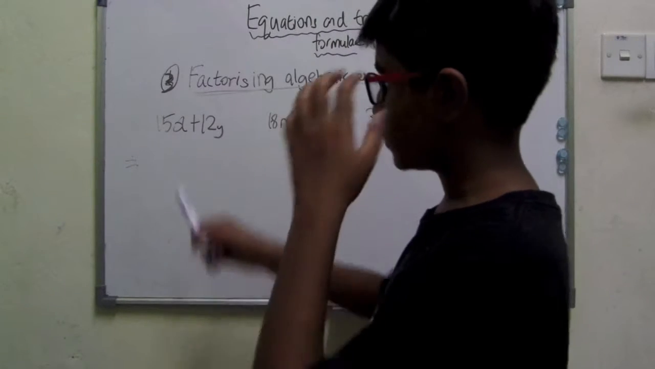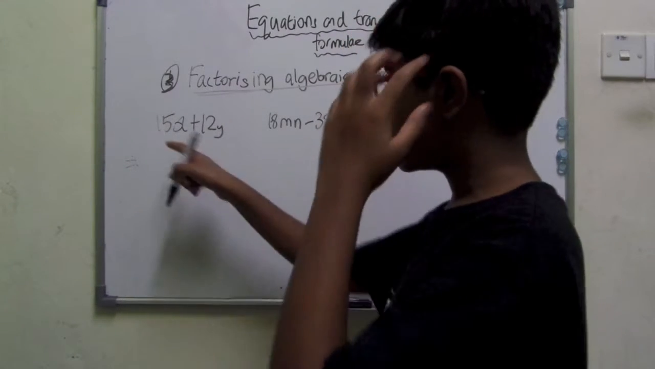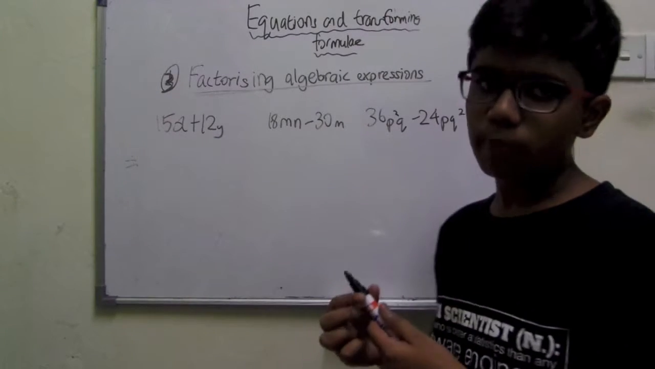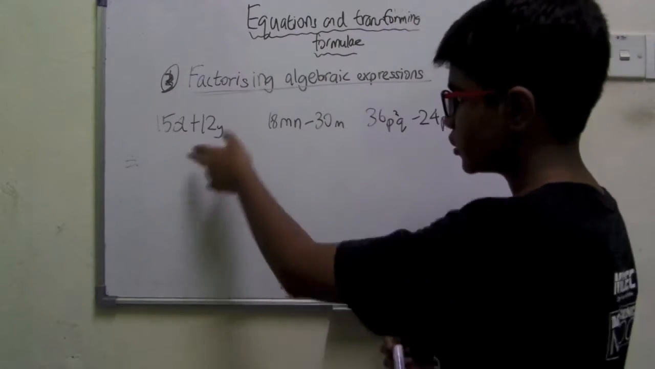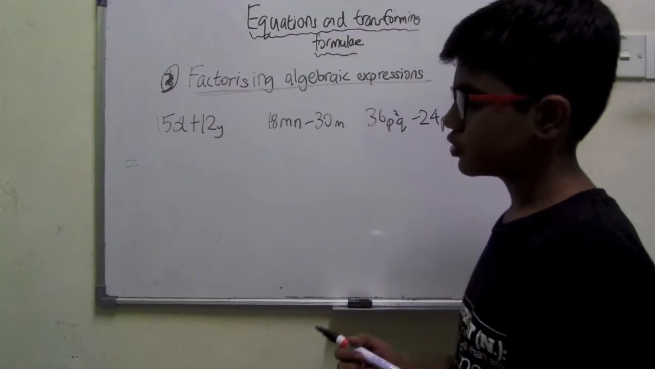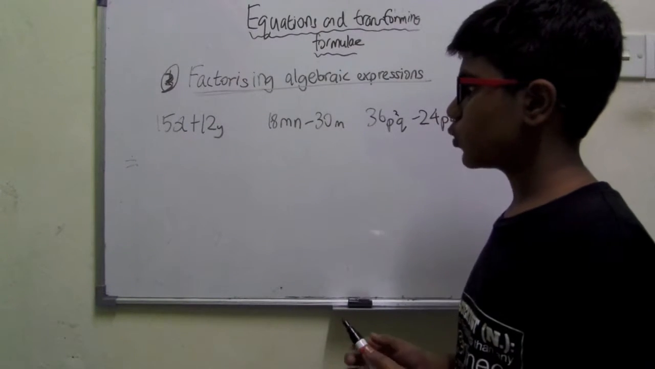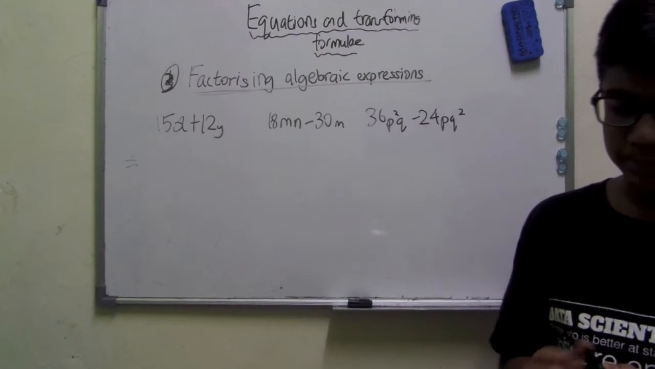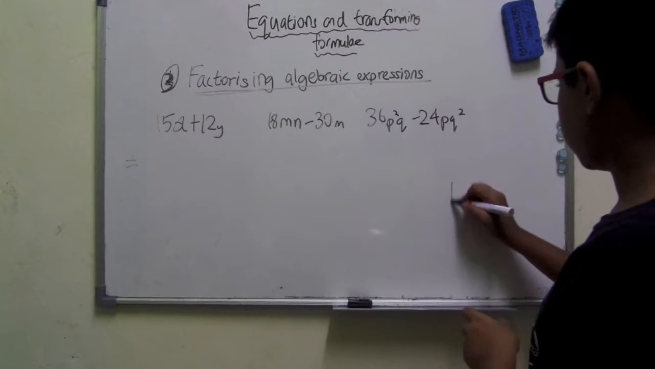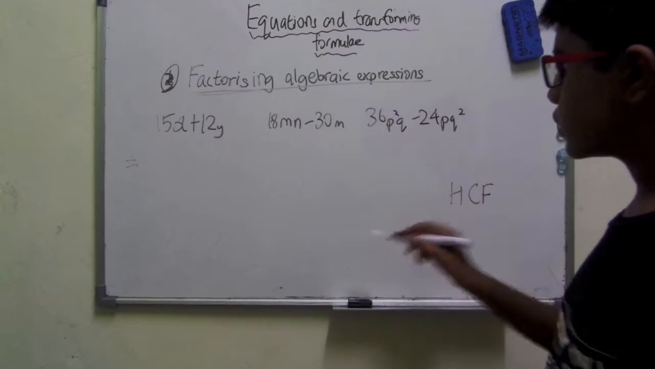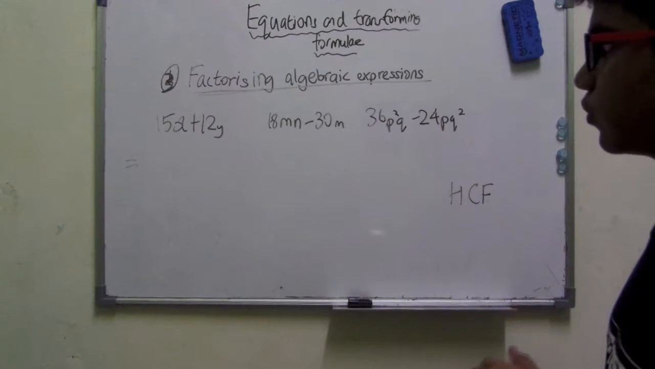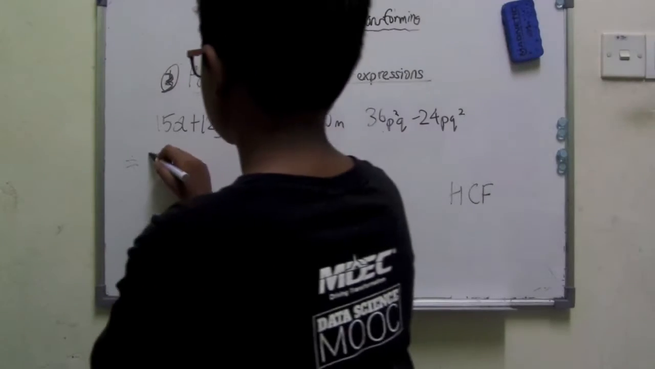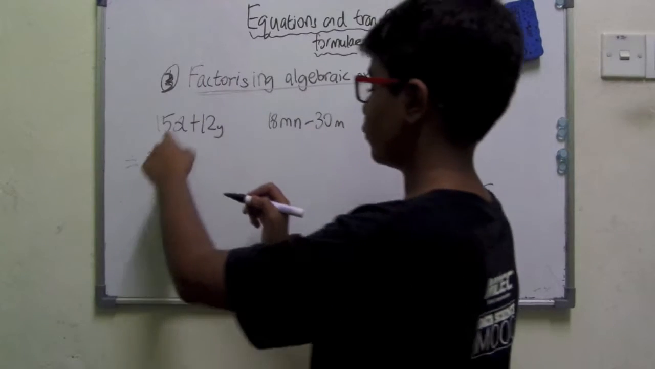So 15x plus 12y. To factorize this function, we first need to find out what is common between 15 and 12. X and y are not common, it has to be in both. So x and y stay where they are. So what's common between 15 and 12? You will have to find the highest common factor, HCF. What is the highest common factor between 15 and 12? And the highest common factor is 3. Yes, 3.